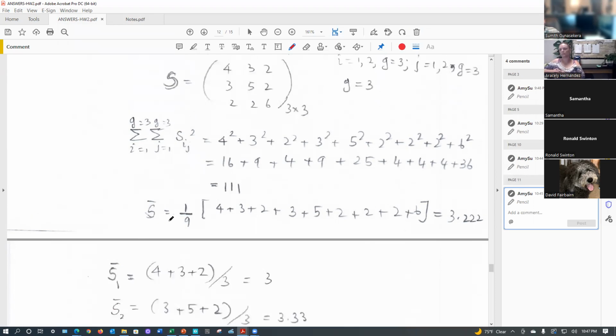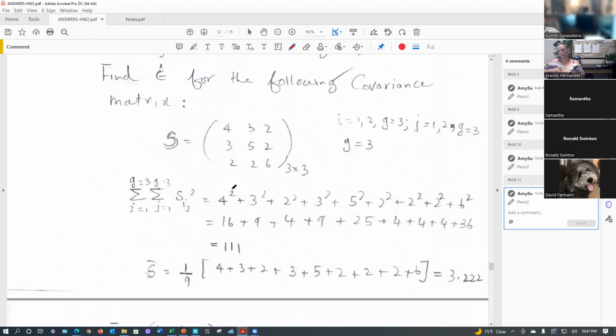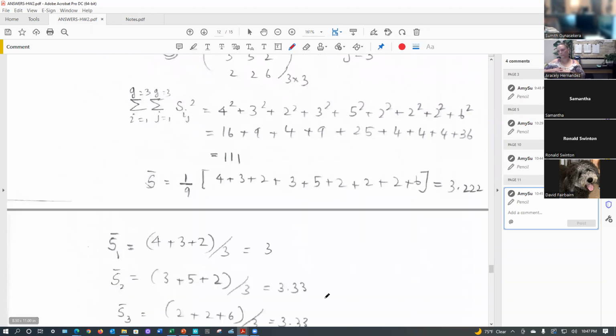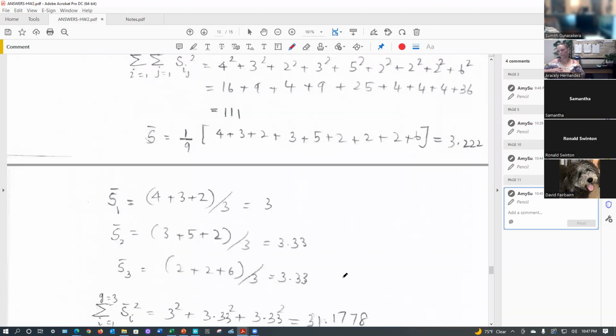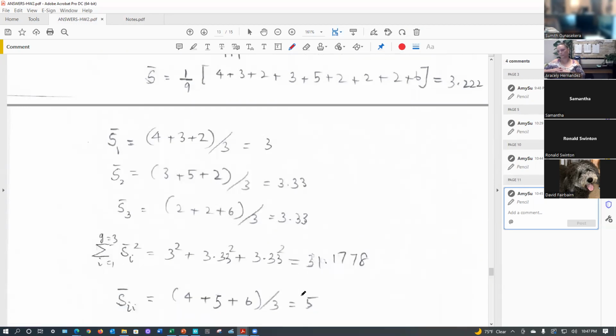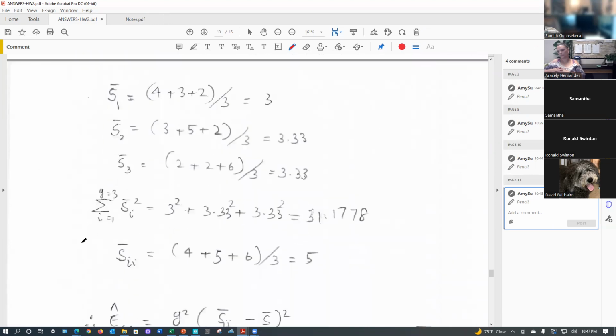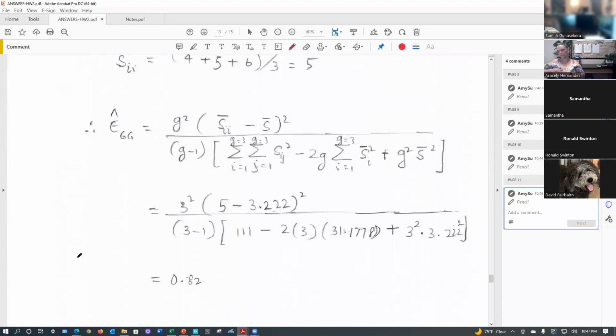S bar I got by adding all the numbers and dividing by 9. Then the row means: 4, 3, 2; 4 plus 3 plus 1; 3, 5; 2 plus 2 plus this one. Then they are squared and added up. The main diagonal numbers, 4, 5, 6 divided by 3, average, and plugging into this formula, it's 0.82.